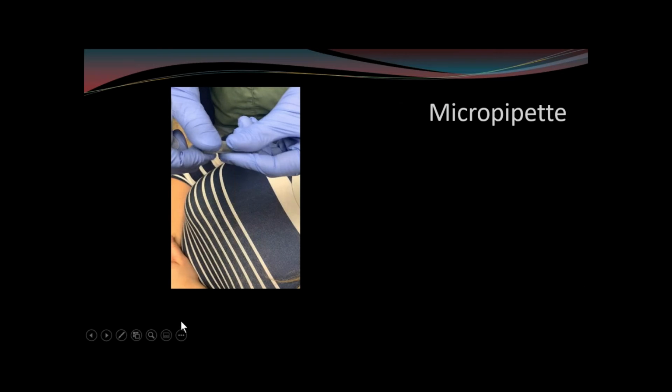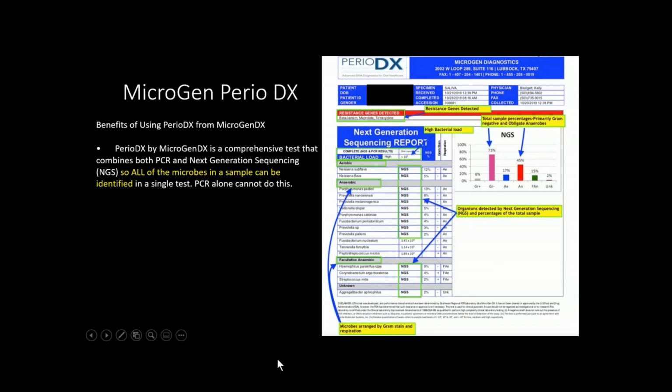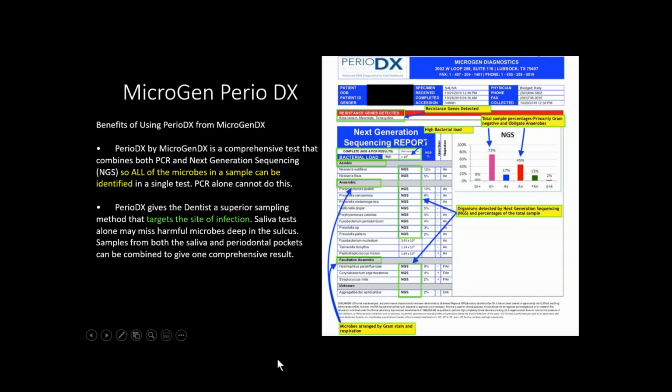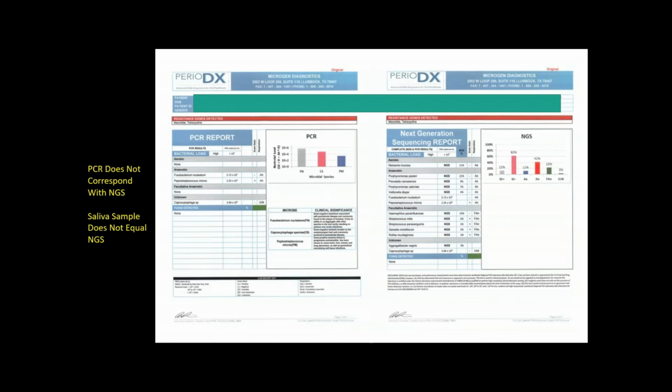You send it to Microgen, then they send back to you the printout from the analysis. You'll get both a PCR analysis and your NGS analysis. With this, you're going to know all the microbes that are present. You're going to be able to target now the source of infection, not just the 11 bacteria somebody might think are there, because now we can identify them all.